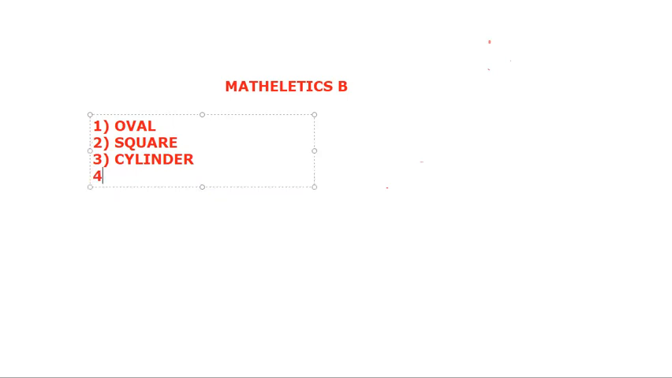Number 4, you have a cuboid. What is cuboid? The shape of your pencil box, the shape of a brick. Which of these can you measure using a scale? You can measure its length, you can measure its breadth, even you can measure its thickness or height. Thickness is also called height. So all of these, option number D, all of these we will be able to measure.